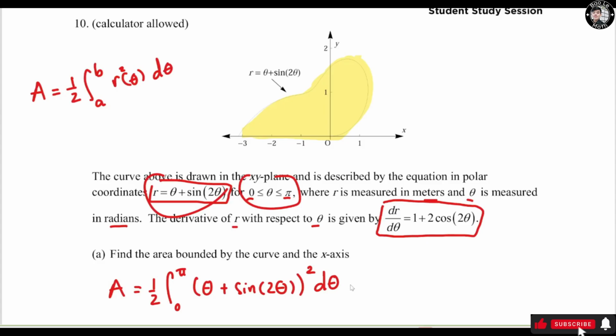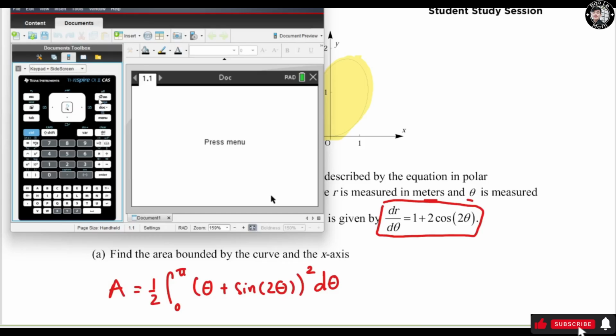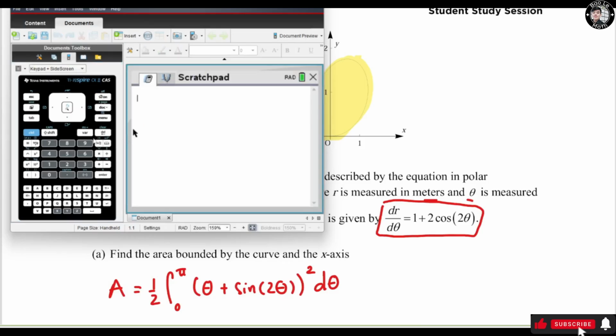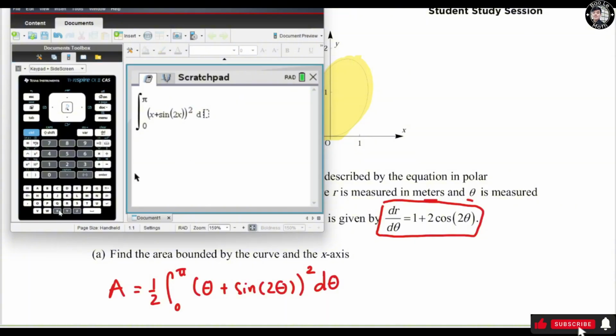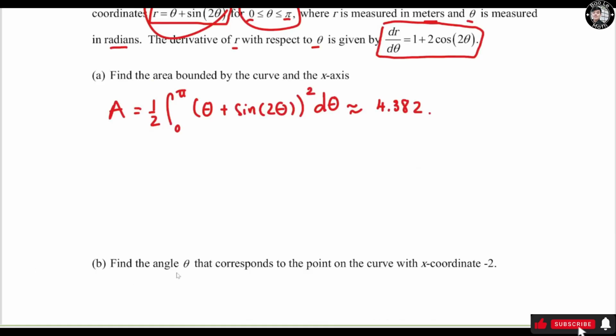Now you're allowed to use the calculator, so you pull up the calculator. Go to the home screen, press calculate, press this button right here, and put the integral right here. It's going to be 0 to pi of x plus sine 2x, altogether squared, dx. And don't forget to put 1/2 in the front, so it can be 0.5. And then press Ctrl Enter. It's going to be 4.382.